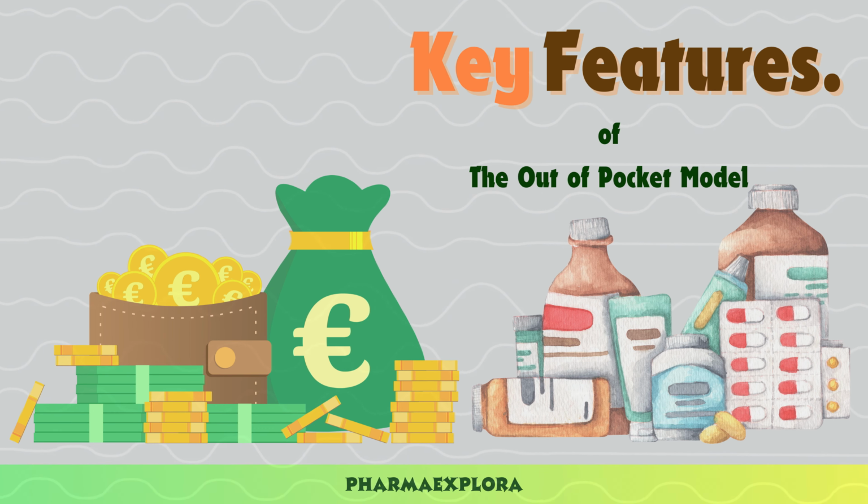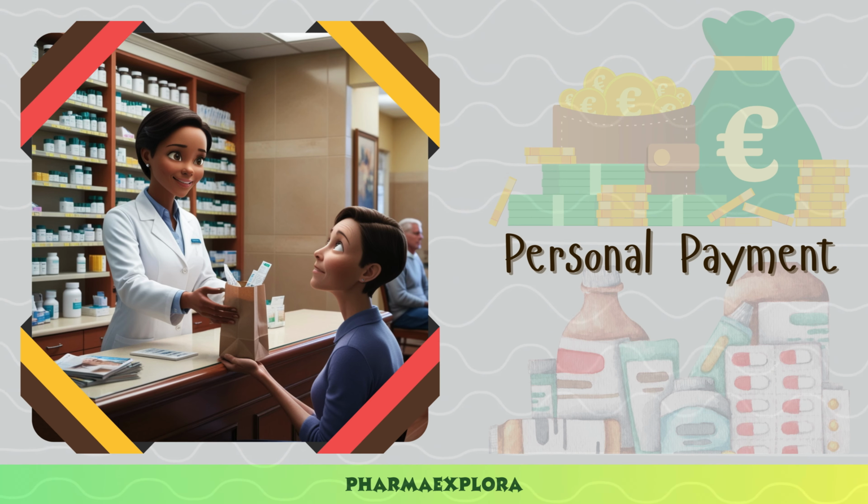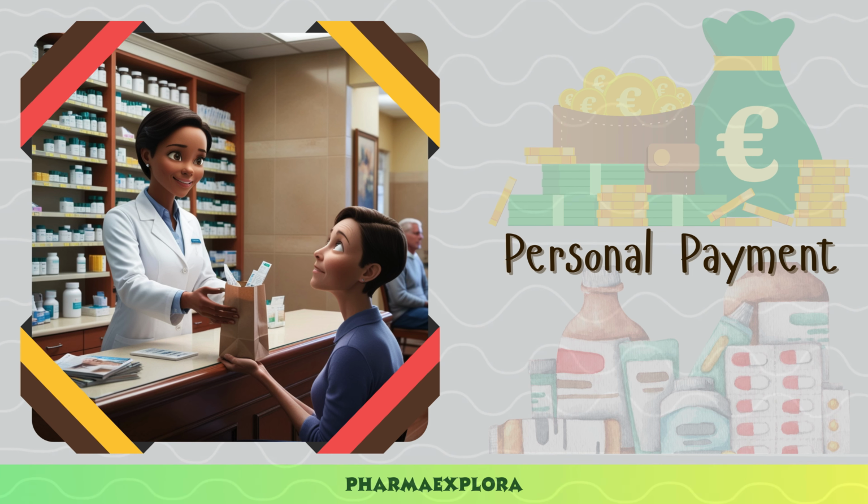Personal payment, limited government support, and a market-based system are the key features of the out-of-pocket model. Now let's take a look at each feature separately. Personal payment. People usually pay for most of their healthcare services themselves, such as doctor visits, medicine, and treatments. This can be a heavy financial burden, especially for those who are poor or sick.